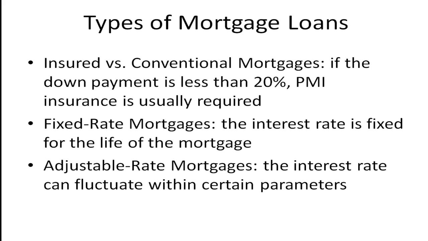And there are adjustable rate mortgages where the interest rate can fluctuate within certain parameters. For example, it can perhaps go up 2% a year with a maximum increase of 6% over the life of the loan. But a 2% increase in the mortgage rate can increase the payments by quite a bit. Not by just 2%, but by hundreds and hundreds of dollars depending on the size of the mortgage.